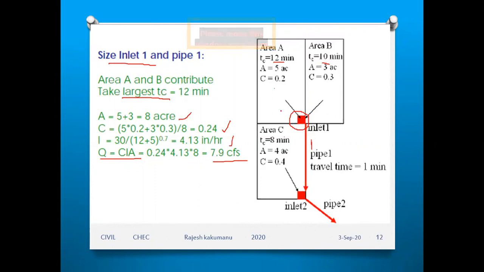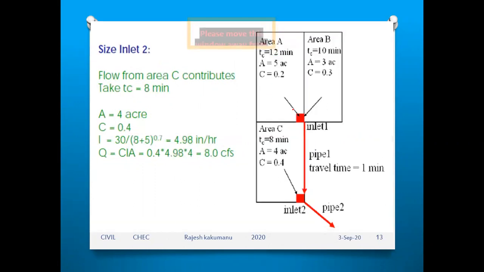Now next we'll see inlet 2. This is the inlet to pipe 1. Now this is the second thing you have to calculate. The same thing: flow from the area C contributes, total TC is equal to 8 minutes. So we are considering C, what is the TC? 8 minutes. What is the area? You are having 4 acres. So A is equal to 4 acres, right? C is equal to 0.4.